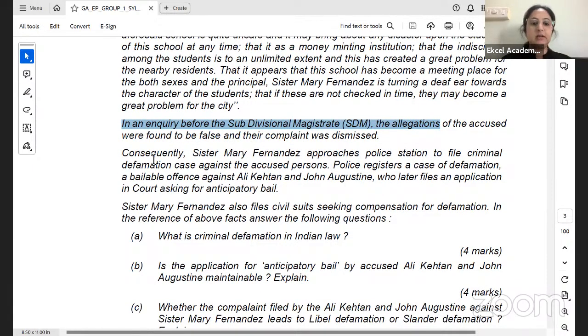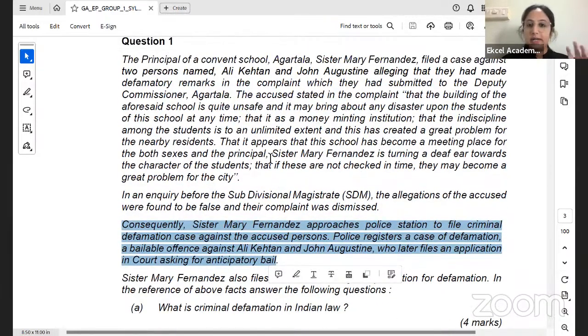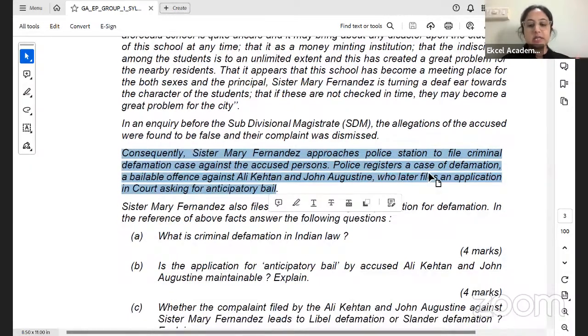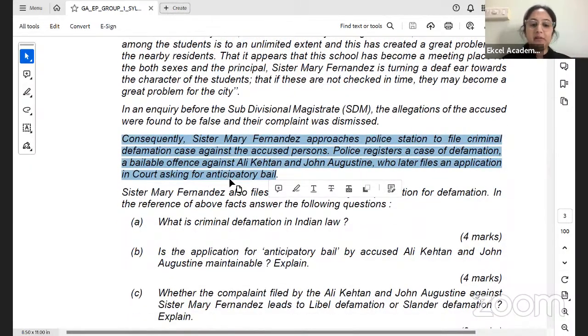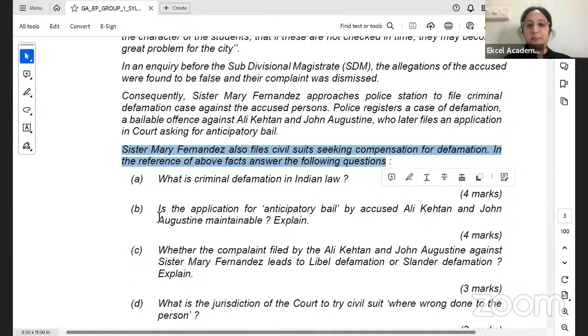So now Sister Mary Fernandez approaches the police station to file a criminal defamation case. One criminal defamation case she is filing against the accused people, that is John and Ali. Next, police registered a case of defamation, a bailable offense, against Ali Ketan and John Augustine. Police have accepted the case, and it is a bailable offense, who later file an application in court asking for anticipatory bail. So these two people are trying to get anticipatory bail.